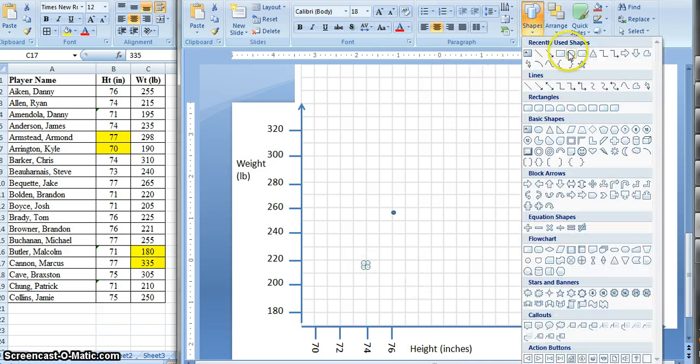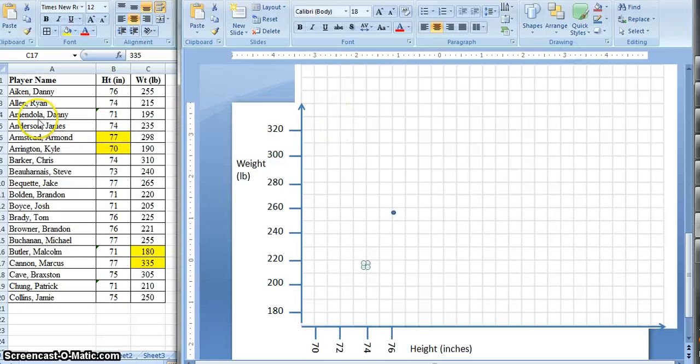We're going to do this one more time. For Danny Amendola, his height is 71 inches, which is right here. So go over on the x-axis 71 inches, and then go up to 195 pounds, which is about here. So now we start to see that we have a scatter plot, and once you put all the rest of the data, we can see what trends are there.